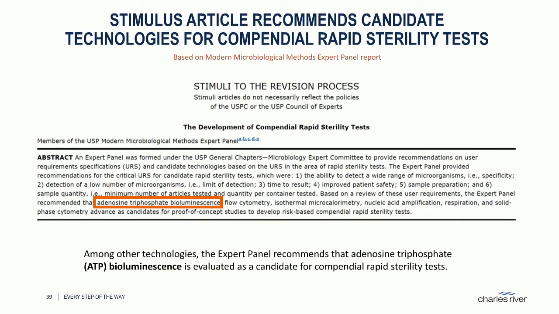And so let's go back one more time then to the stimulus article that is recommending different technologies to be evaluated. Of course, the article has given some of the different criteria that should be evaluated, and those are important, as we've already talked about today. One of the final things that's mentioned right here in this abstract is the list of the different technologies, and Dr. Roesti had mentioned some of those too. And you can see here that I've done a little highlight to show that ATP bioluminescence, among others, will be evaluated as one of the candidate technologies for a compendial rapid sterility test.